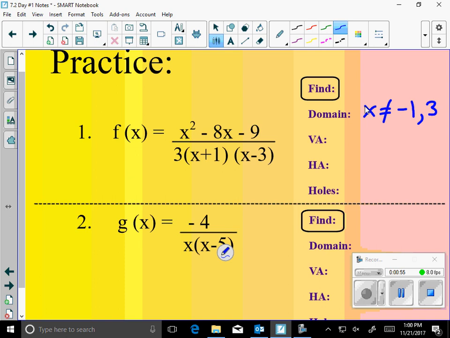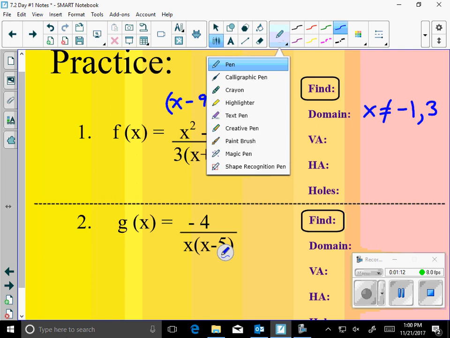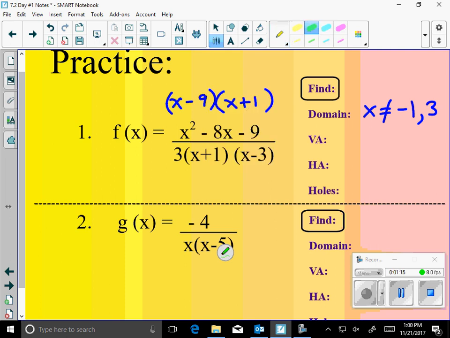Now, in order to determine whether there's a hole or vertical asymptote, I've got to factor that numerator in order to see if a hole shows up. So I could factor that x squared -9, and how about an x plus 1? Cool. So I'm identifying that there's going to be a hole at what value? Yeah, x equals -1. And we could find the y value for that, but we're not going to do that right now. We'll do it in a little bit when we graph.